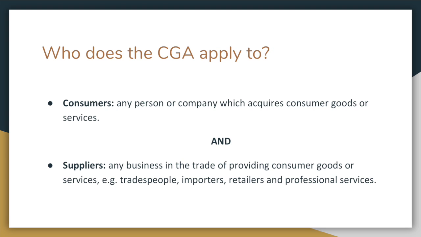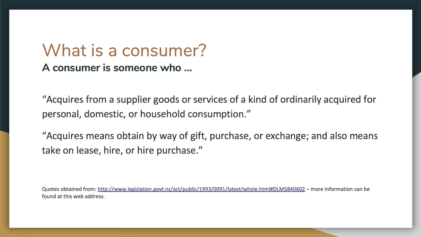However, a supplier will only come under the CGA if they are in the trade of providing the good or service. This means that a supplier must normally be in the business or industry of providing goods and services. For example, a retail store such as PB Tech is in the business of selling computers and falls under the Act.